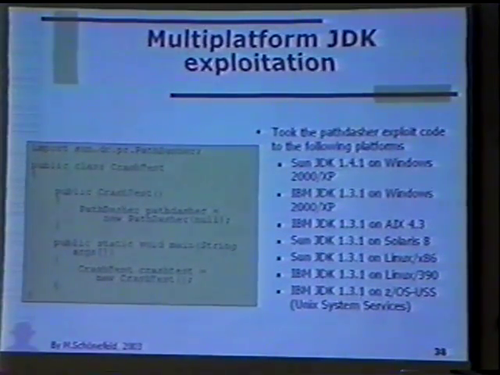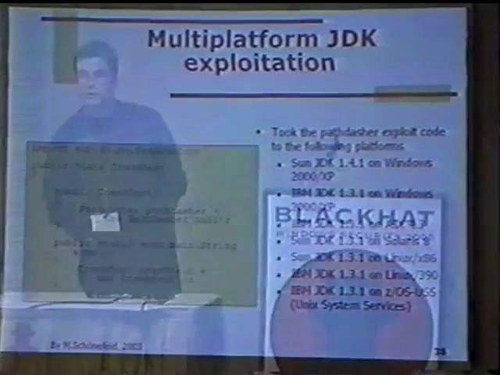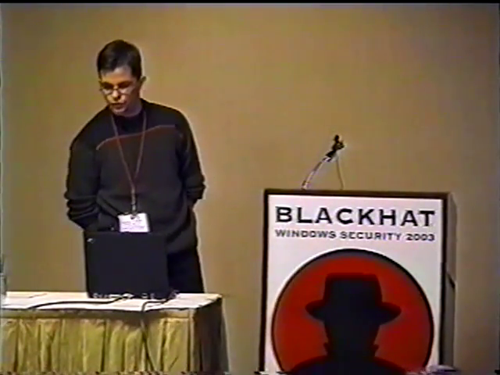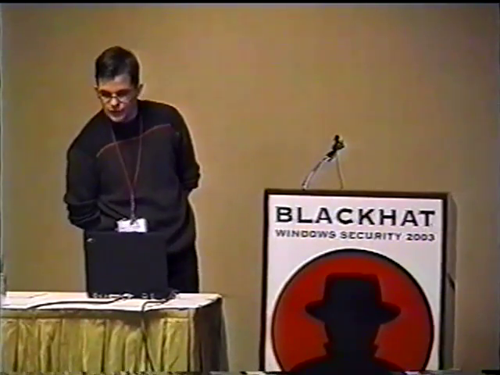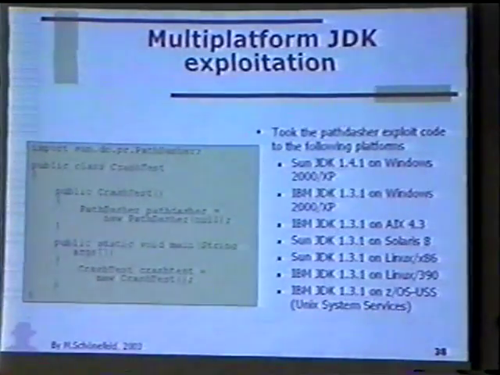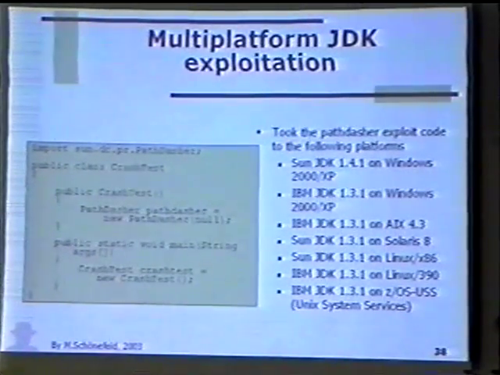Also vulnerable was the Sun DC path dasher, and it was available on all the platforms I have inspected. Inspected were Windows 2000 with JDK 1.4.1, and the IBM JDK 1.3.1, distributed for example with Lotus Domino or IBM WebSphere, and the IBM JDK on AIX, and the Sun JDK on Solaris, the Sun JDK on Linux, the IBM JDK on Linux 390, and the IBM JDK on z/OS Unix System Services.